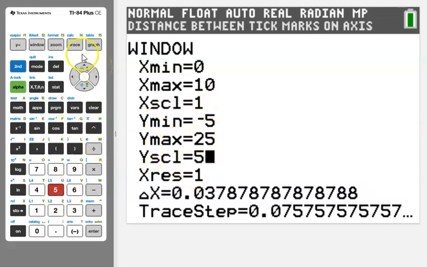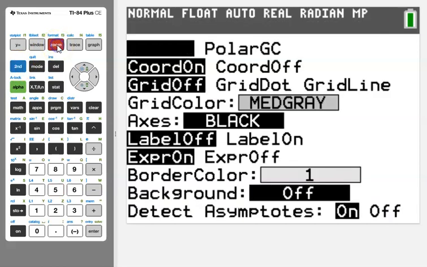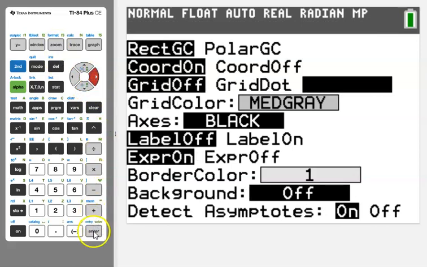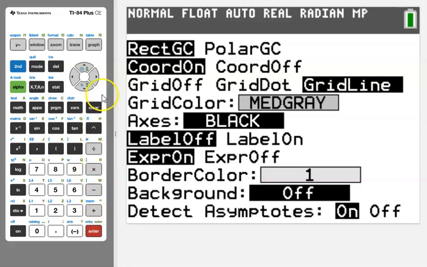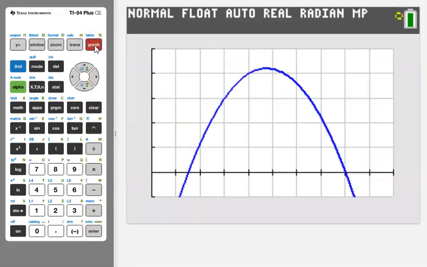Now, when you type graph, it's not going to show the grid lines if you don't turn them on. So I'm going to turn them on before I do that. Second zoom. Go down to this third row and highlight grid line and press enter. And that will put grid lines on your graph. So now I've typed graph, and you see the graph looks just like the one in your handout.